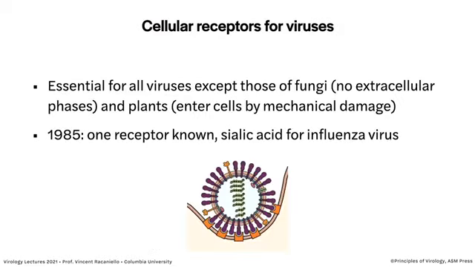Now, cellular receptors for viruses, that's the big topic for today. That's what we call them, cellular receptors for viruses. They're needed for all viruses except those of fungi and plants, which is a lot of viruses. Fungi, many of their viruses do not have extracellular phases. Actually, they do not have any extracellular phases. Fungal viruses stay inside the cell. They reproduce, and when the cell divides, they go to the new cells. And that's how they work.